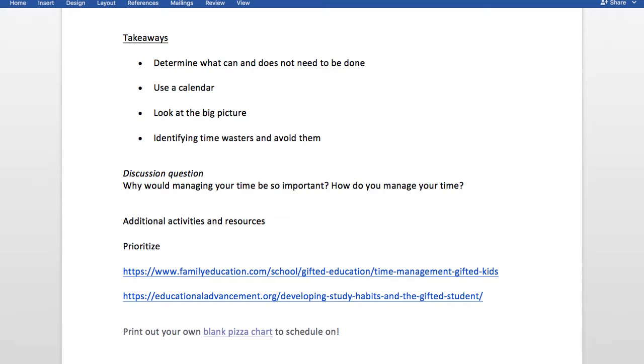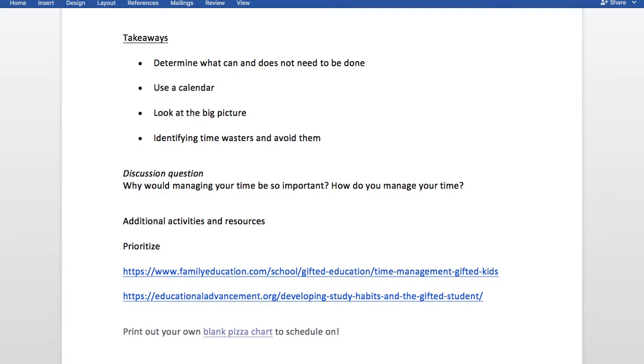Then we always conclude with takeaways. So we look at what are the lessons that we want to get from this. And so ideas such as using a calendar, having kids look at the big picture, doing what we did, which was identifying time wasters and managing their time. And so we would conclude with a discussion question of why would managing your time be so important? And how do you manage your time specifically?